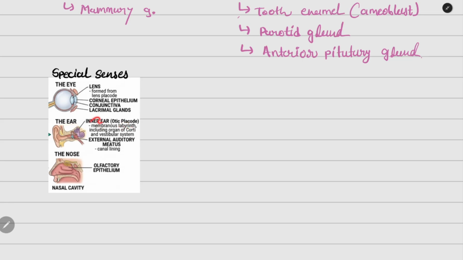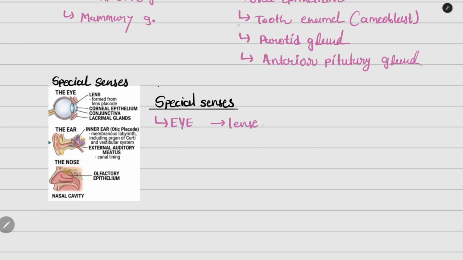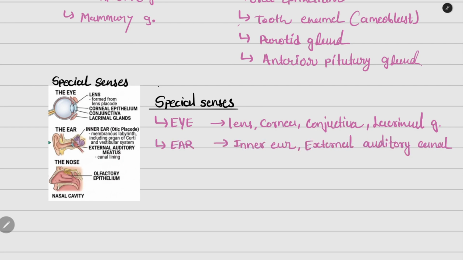Then we have the inner ear structures like the organ of Corti, vestibular system, and membranous labyrinth. Also, the external auditory meatus lining is formed by surface ectoderm. And for the nose, surface ectoderm forms the olfactory epithelium. So as we now know, surface ectoderm forms structures of special senses like lens, corneal epithelium, conjunctiva, and lacrimal gland of the eye. For the inner ear and external auditory canal, and olfactory epithelium.